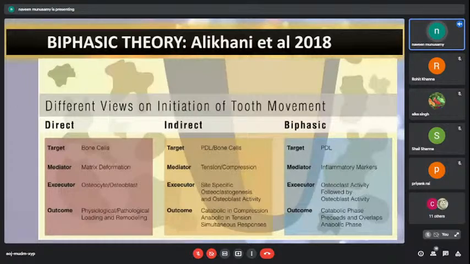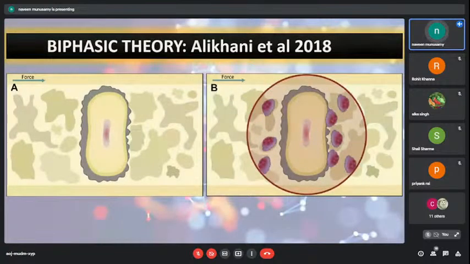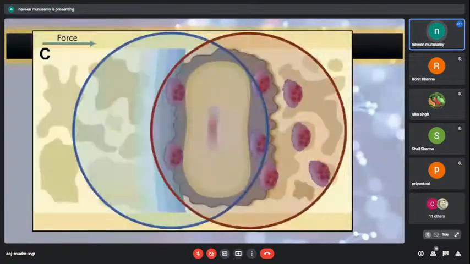There will be increased activity of osteoclast. Once there is an increased activity of osteoclast, thereafter, after a certain amount of delay, there will be an anabolic activity, or there will be an activation of the osteoblast. So in a nutshell, we can say that the biphasic theory says that for orthodontic tooth movement, the activation of osteoclast is very important, and thereafter the osteoblastic process will ensue.